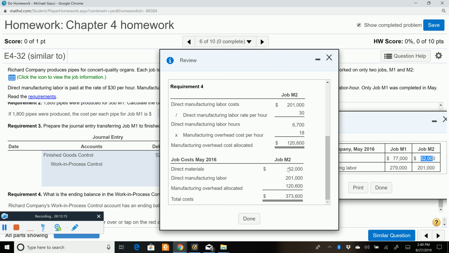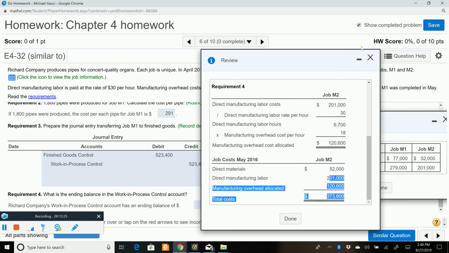$52,000 in direct materials, $201,000 in direct labor, and then of course our allocated overhead is $120,600. That $120,600 is calculated as we have up above.